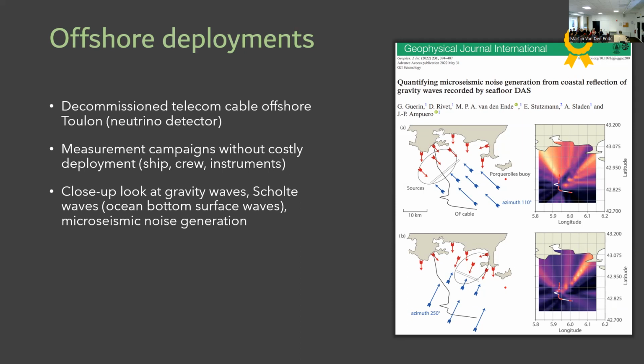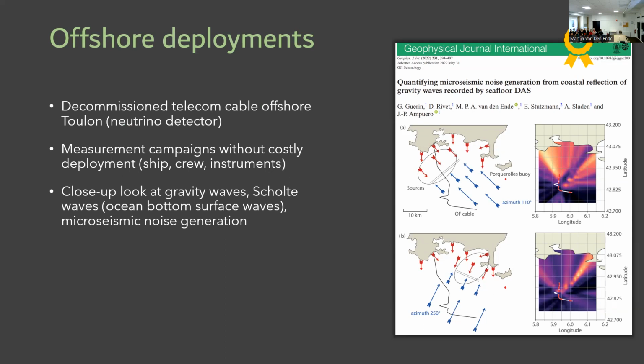So Toulon is over here, and then there's this cable that goes to a depth of about 2.5 kilometers to a decommissioned neutrino detector. And yeah, we have access to this cable to do all sorts of measurement campaigns. This is relatively cheap because Anthony just drives there and plugs in the instrument and that's it. So you don't have to pay for a ship, crew, instruments, pick it up, etc., which is extremely expensive. I guess Jan can tell us more about that.